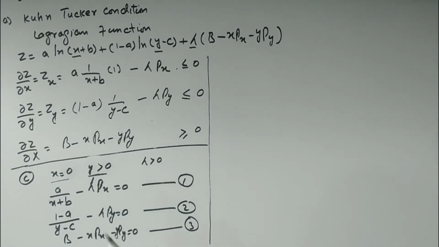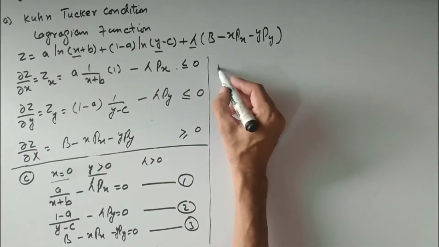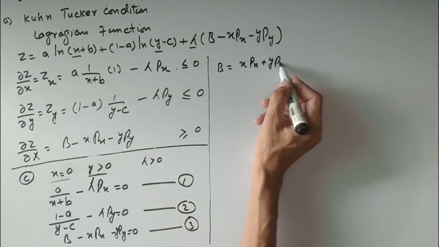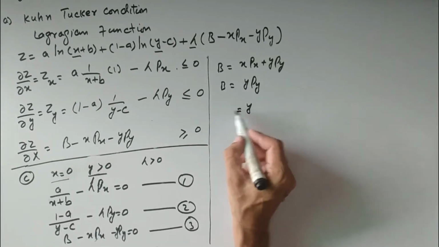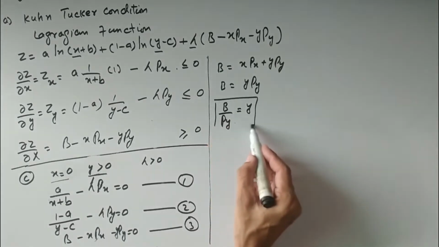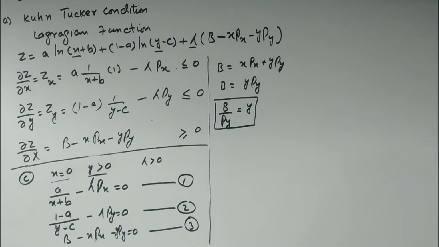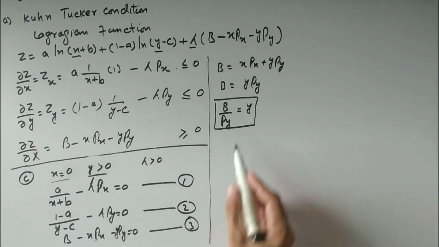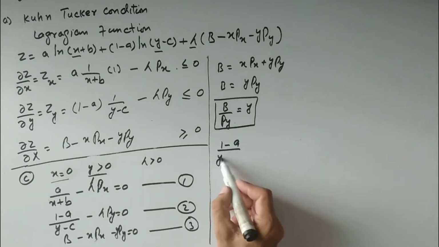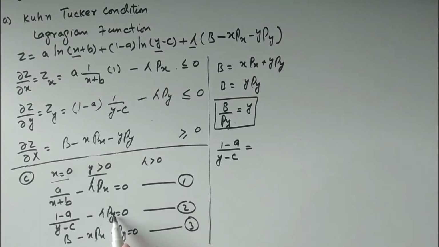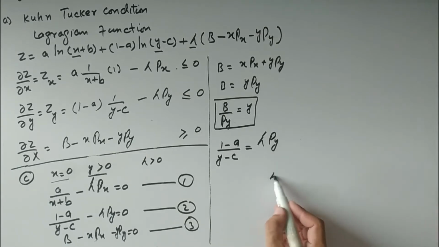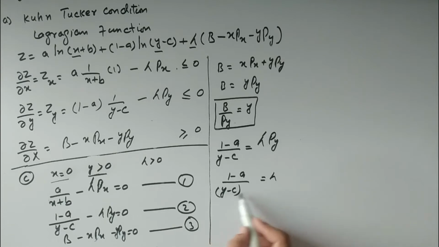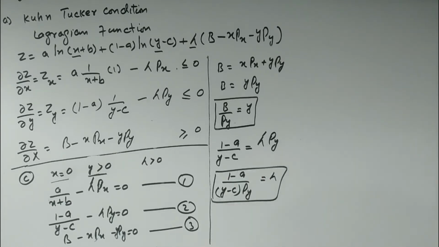So first of all, when I put x is equal to 0 in the 3rd equation, that is xpx plus ypy, this will be whole 0. That is b equal to yp of y, and y will become b upon p of y. So this will be the value of y. Now we have to find the value of lambda. We can find it from equation 2: 1 minus a upon y minus c equal to lambda into py. So lambda will become equal to 1 minus a upon y minus c, divided by p of y. So this will be the value of lambda.